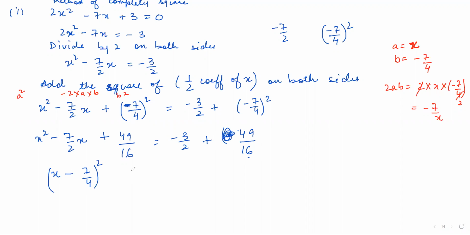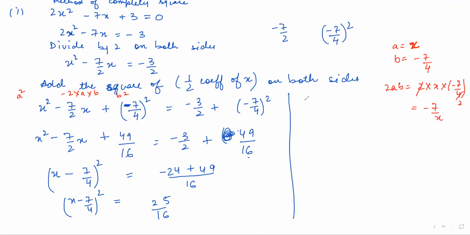Yes, ma'am. So on one side, you have actually completed the square. Now, whatever is there on the right hand side, just solve it. Take LCM. LCM of 2 and 16 is 16 only. So 2 into 8 and 8 into 3 is 24. So minus 24 plus 49. So here you have x minus 7 by 4 whole square is equal to 25 by 16. Clear?